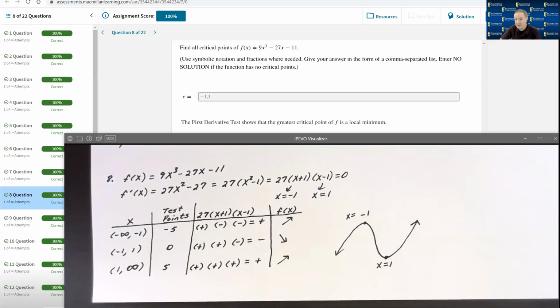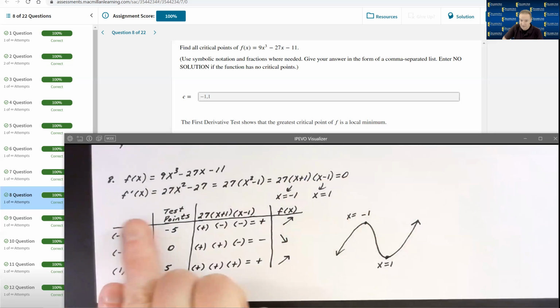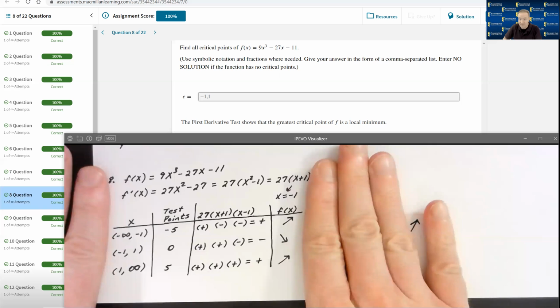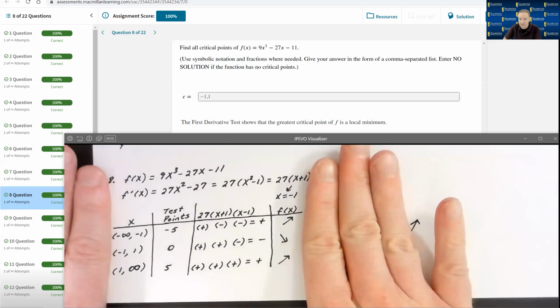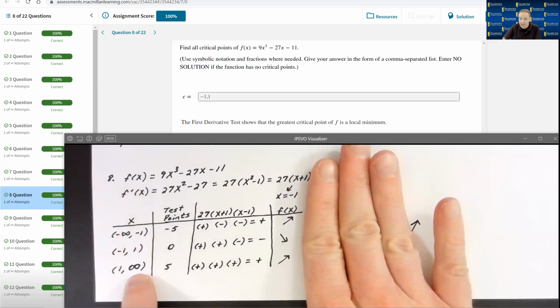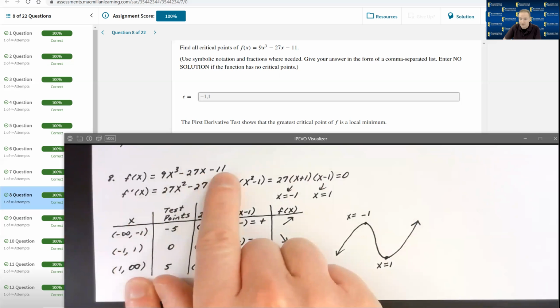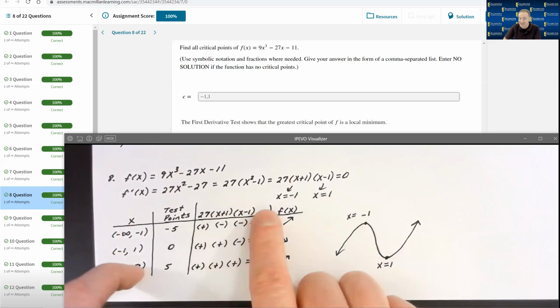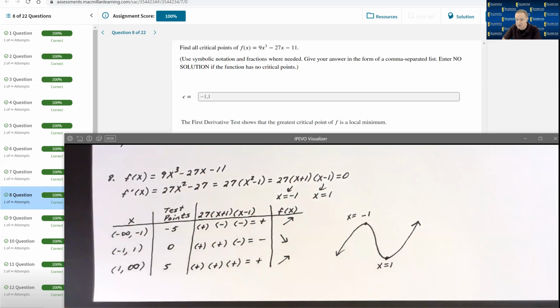Now I went ahead and did the chart, this chart that I'm doing in all of these problems 8 through 22. This is the first derivative test. Whenever you break up the domain of the original function with your critical points, you're going to test the sign of the derivative in each of these regions. That is the first derivative test.